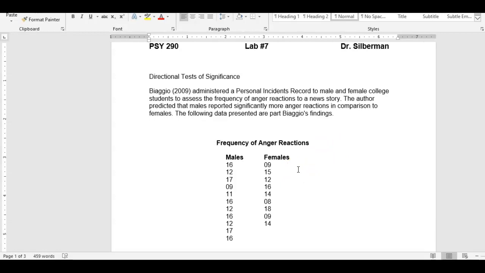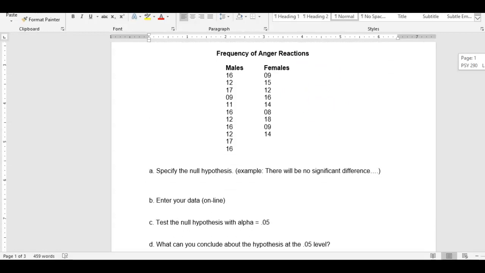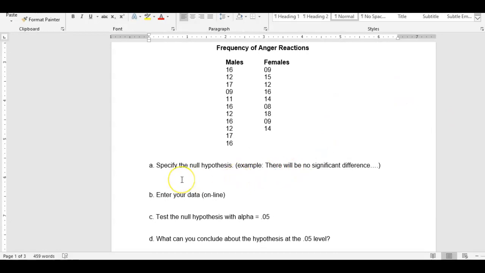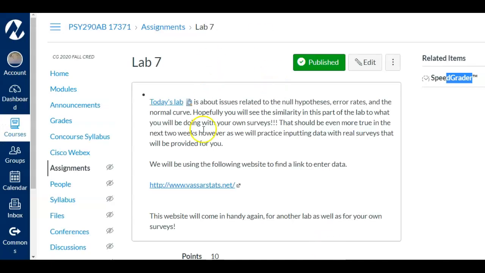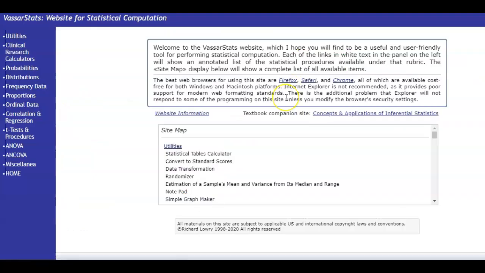So his hypothesis here, getting a little ahead of myself, on A, state the null hypothesis. There will be no significant difference in anger reactions between males and females. Then enter your data on VassarStats. That's what it tells you to do next. So let's go back here. I would click on VassarStats, and when it pops up, it would look just like this.